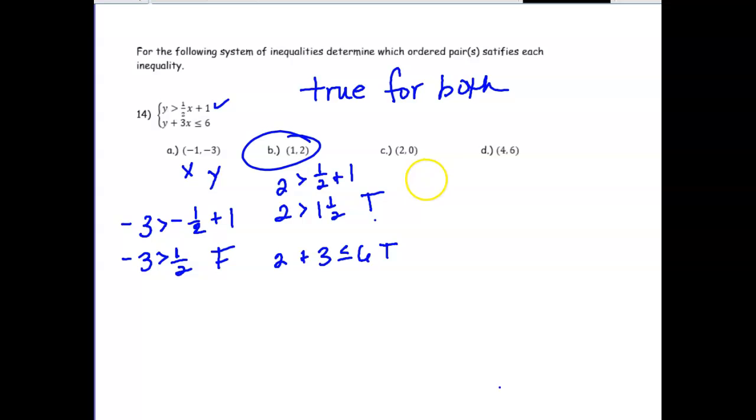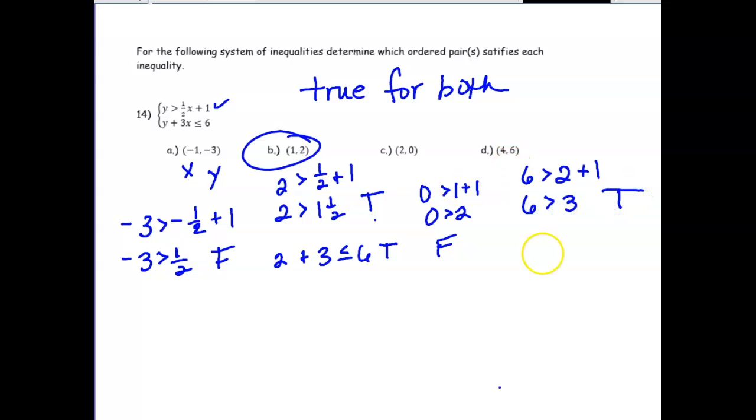As soon as I plug into C, I end up with 0 is greater than 1 plus 1, which is 0 is greater than 2. That's a false statement, so I can move on. And then for D, when I plug in, I've got 6 is greater than 4 times 1/2 is 2, 2 plus 1 is 3. So 6 is greater than 3. That one's true. But then when I plug in 6 plus 3 times my x, which would be 3 times 4 is 12, and that's going to be less than or equal to 6. That's going to be a false statement. So for number 14, B would be true for both.